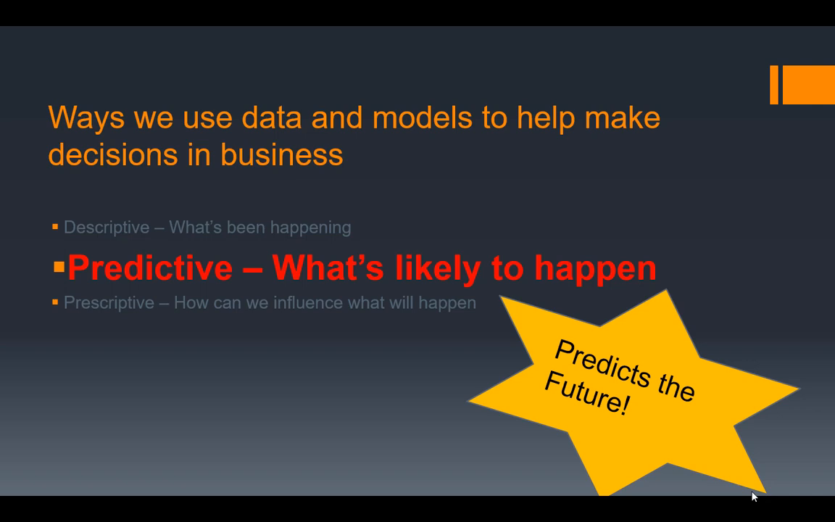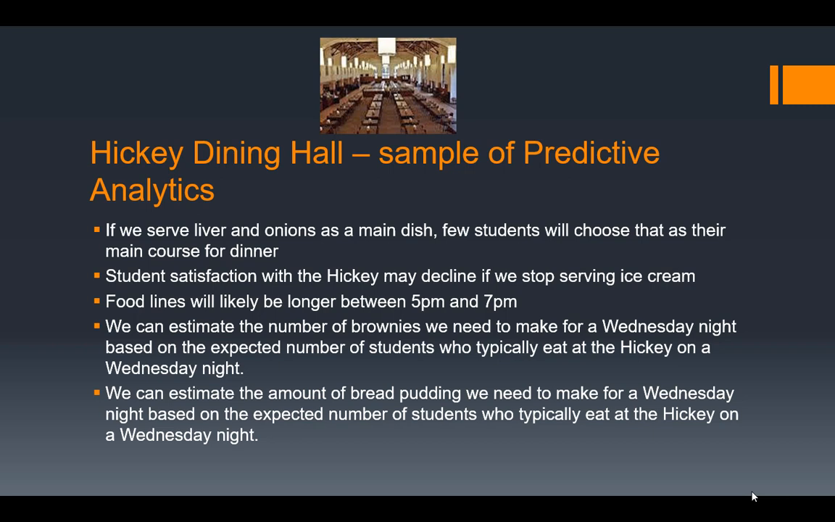Predictive analytics is what is likely to happen. It predicts the future. So going back to the Hickey Dining Hall, we can use predictive analytics to give us a better idea of what is going to happen in the future if we continue with the options we have. So if we serve liver and onions as the main dish, few students will choose that as their main course for dinner. Student satisfaction with the Hickey may decline if we stop serving ice cream. Food lines will likely be longer between 5 and 7 p.m.